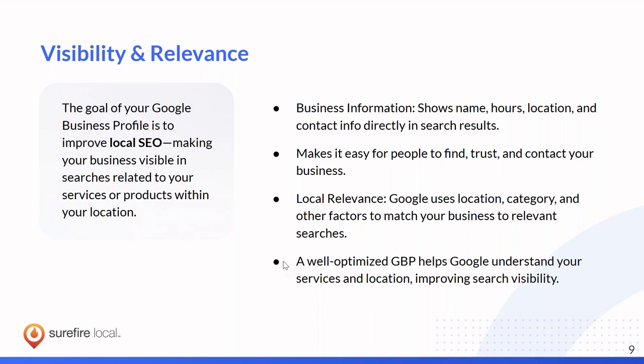Visibility and relevance. So, business information. Your Google business profile displays important details like your business name, hours, location, and contact info directly in the search results, making it easy for people to find, trust, and contact you. Under local relevance, Google uses your business location, its category, and other factors to determine local relevance, i.e. whether your business is a good match for the user's query. A well-optimized Google business profile helps Google understand what services you offer and where you offer them, increasing your chances of showing up in the right search results.